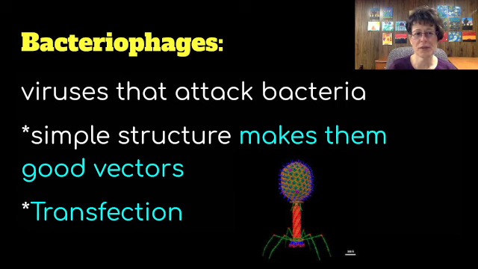Another vector that we can use is called a bacteriophage, and these are viruses that attack bacteria. The reason we use them is they have a simple structure which makes them good vectors, and when we use this, we call it transfection instead of transformation, because it sounds like it's being infected, which in effect it is. It's infecting the bacteria with the DNA to make things that we want, okay?